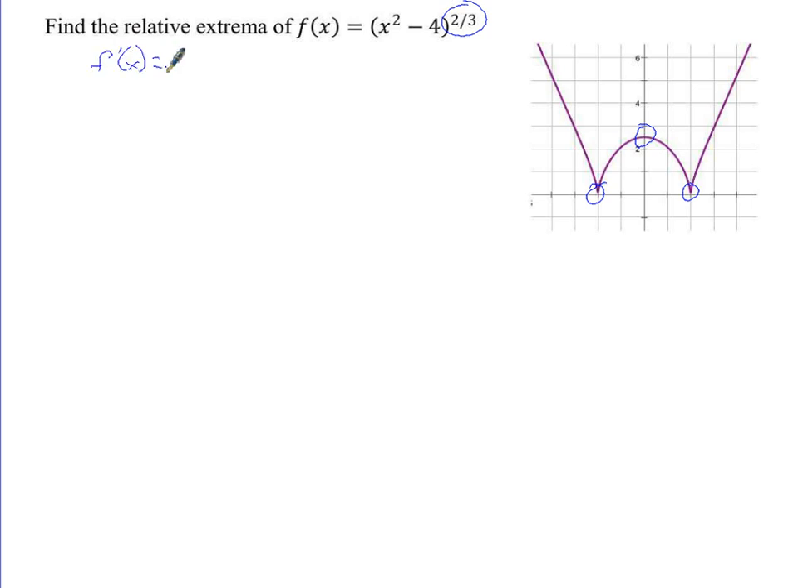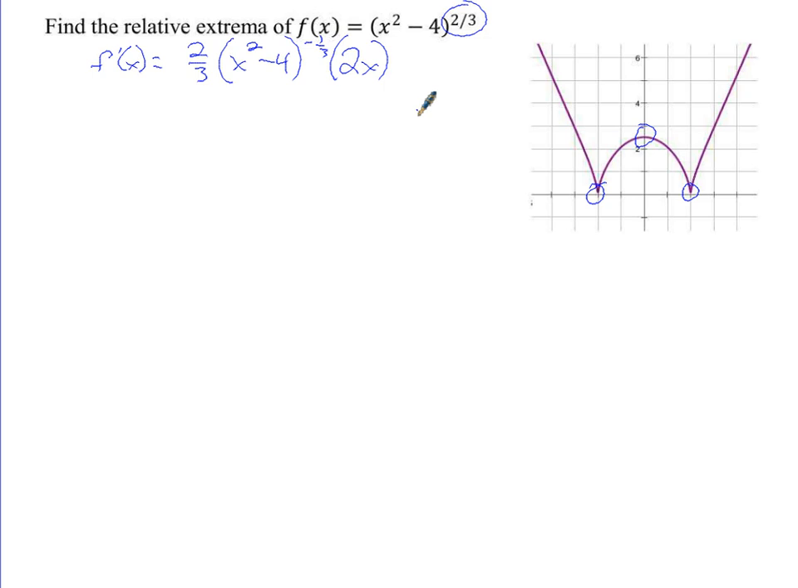F prime of x equals, how do I take that derivative? Chain rule, or general power rule. So I'm going to write 2/3. What's inside stays the same. Decrease the exponent by 1. Times the derivative of what's inside, which is 2x. So that is the derivative right there.